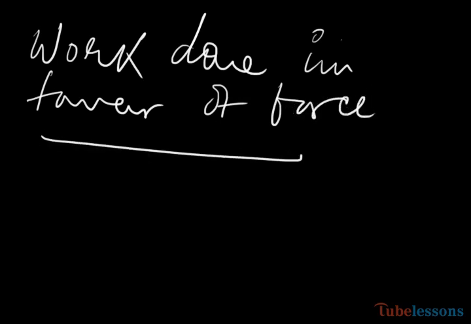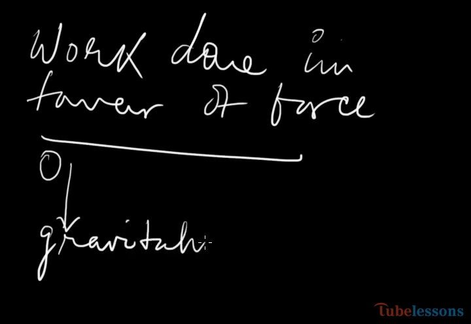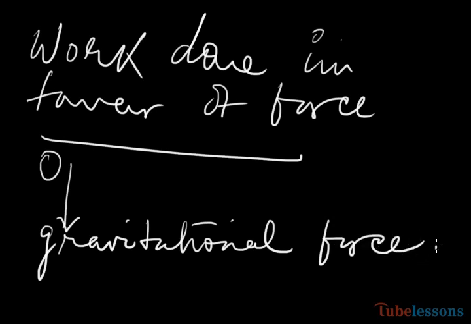That is, if some displacement takes place towards the direction of force, then some work is done by the force. If we kick a football, if we push a table, if we push a chair, then some work is done by the applied force, and this is work done in favor of force. If an apple falls from the tree to the ground, this work is done in favor of gravitational force. The work is done naturally by the gravitational force.